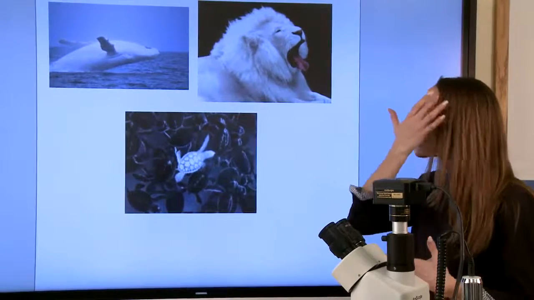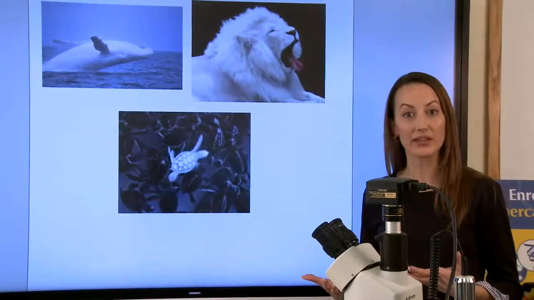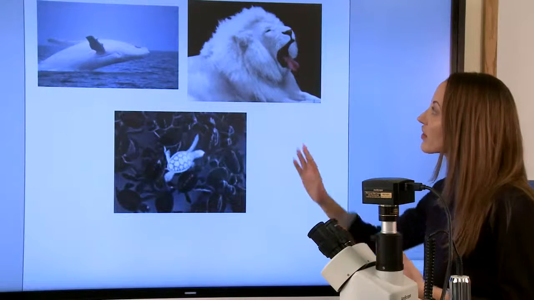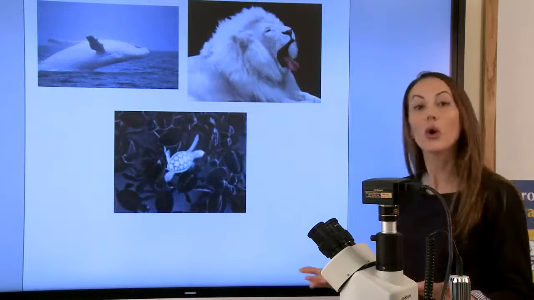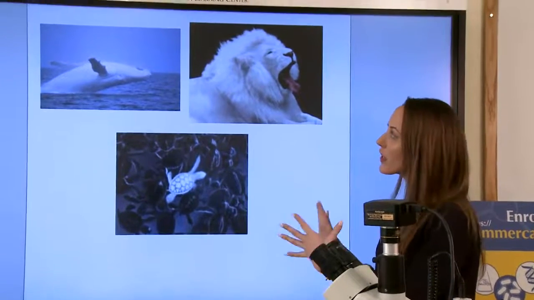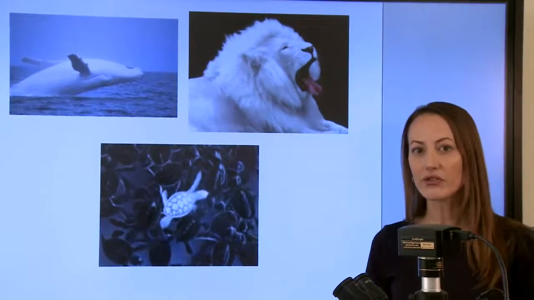But one mutation that can happen in a gene can affect the pigment of that organism. Now, if we take a look at these three organisms, we can see that they don't have any pigment. That's known as albinism. Now, if we're talking about animals in the wild, though, why would this be a disadvantage for these species?